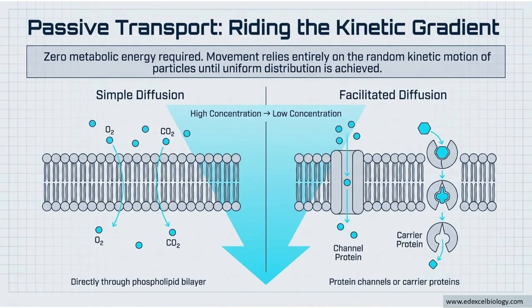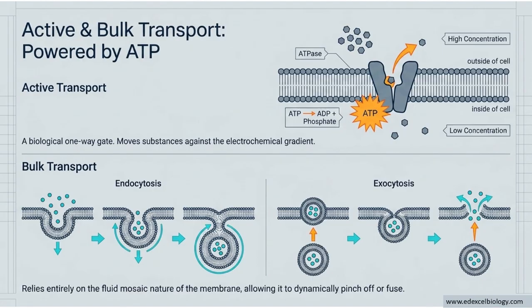But cells are constantly manipulating their internal environments. Yeah. They stockpile nutrients that are already highly concentrated inside, and they push out waste into environments that are already saturated. Right. So if passive transport is rolling a boulder down a hill, this is like physically pushing it back up the hill. Exactly. And that requires active transport. Moving substances against the gradient costs energy, specifically in the form of ATP.